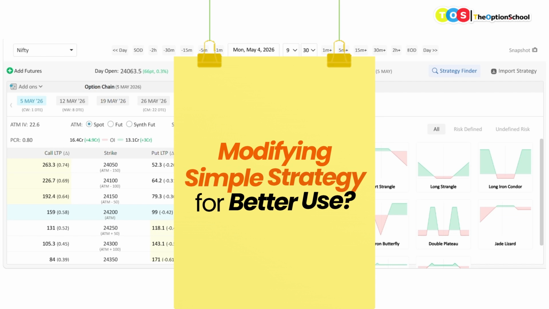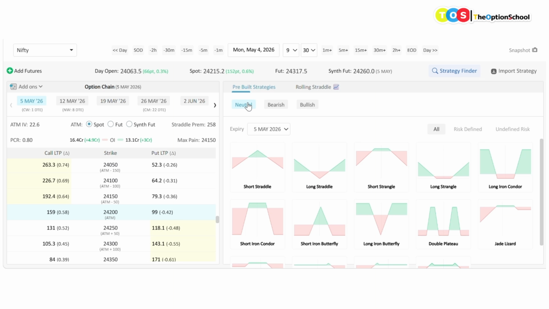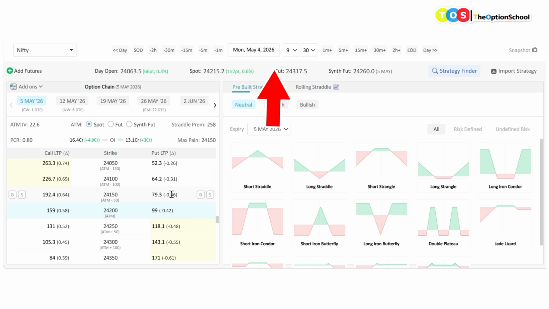How we can modify a simple strategy for a better use. Let me show you one trade very quickly. I am on Monday, 4th of May, first day of May. So here I am trying to create one trade.